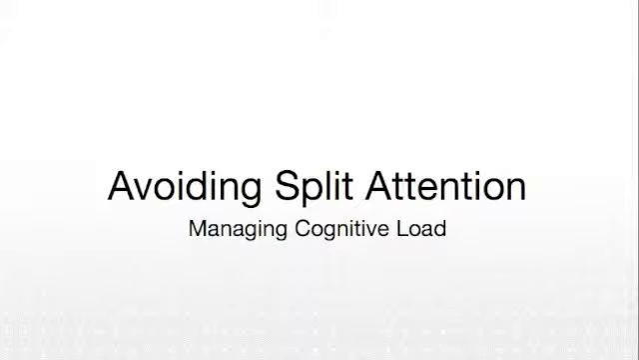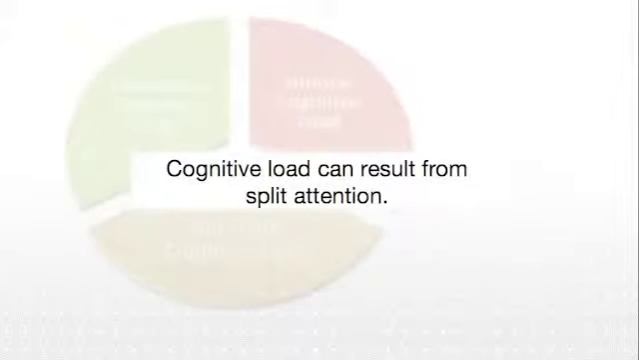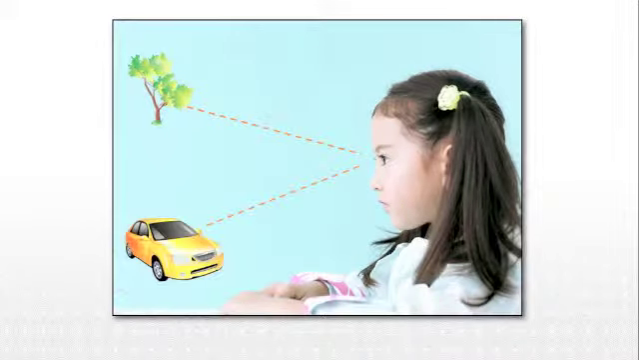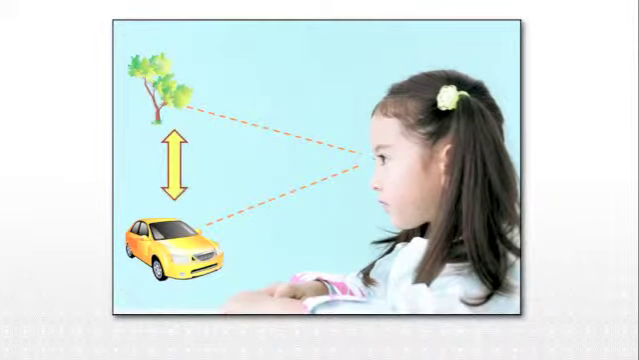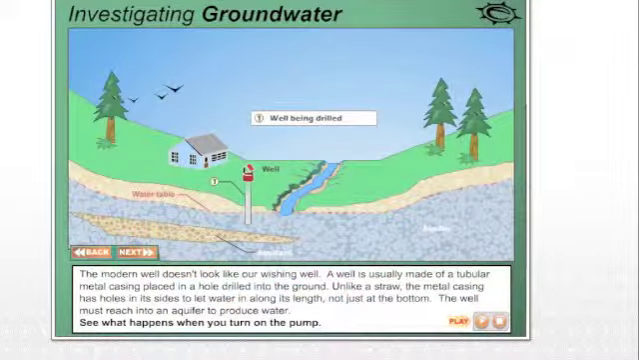Avoiding split attention. Unnecessary cognitive load can result when the learner is required to split their attention between two separate media elements at once. For instance, if two visual elements are presented at one time, the learner can only dedicate their visual attention on one element at a time. This situation often appears in instructional media when text content is accompanied by graphics.